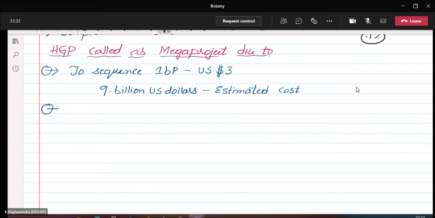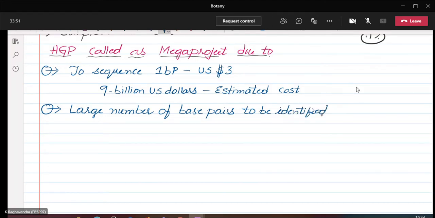Second. This is one more reason to call it a mega project. Here it requires a large number of scientists, technicians and supporting staff. This is also the reason.